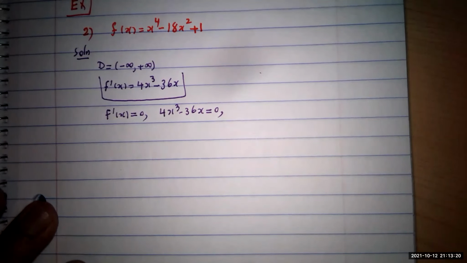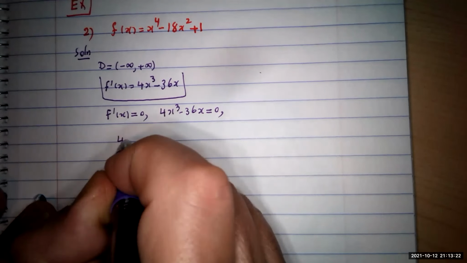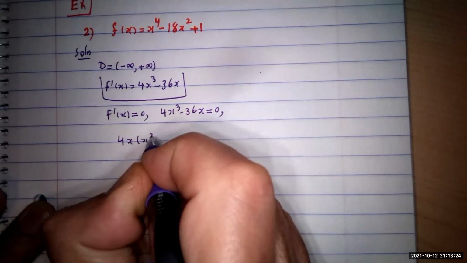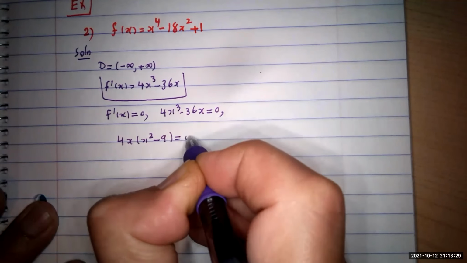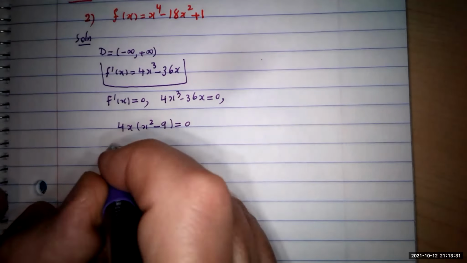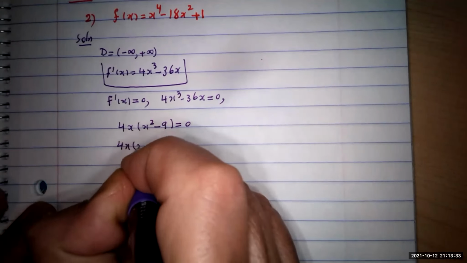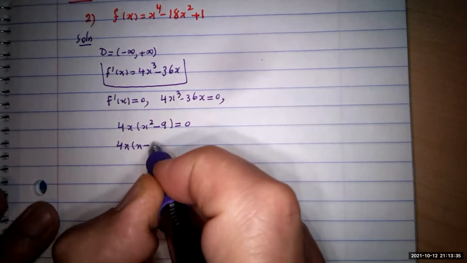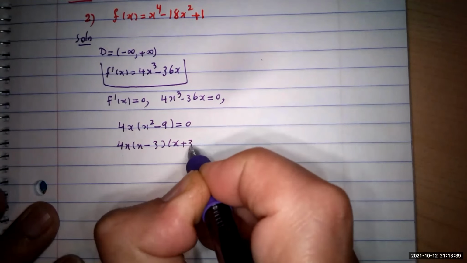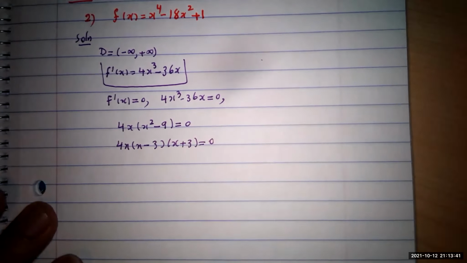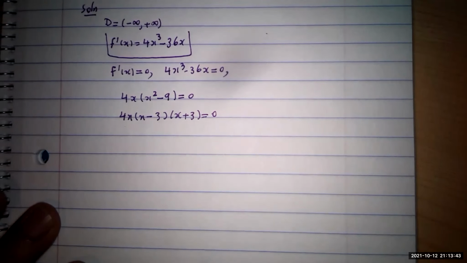4x out. So that gives us x squared minus 9. Then we have to factor x squared minus 9, which is going to be x minus 3 times x plus 3 equal to 0. That's more exciting because we have 3 critical values.